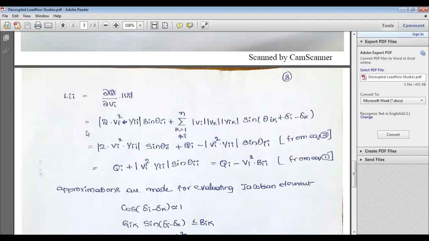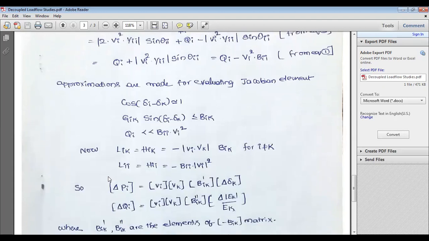First of all, you have to know what are the off diagonal elements and how we can also obtain the diagonal elements. Okay. Now finally, the approximations made for evaluating the Jacobian matrices. So you have to write down these approximations also. Without these approximations, we cannot write down all those things. So the approximations made for evaluating the Jacobian elements are cos of delta I minus delta K approximately equal to 1, GIK multiplied by sine of delta I minus delta K less than or equal to BIK, and QI is less than or equal to BII multiplied by VI square.